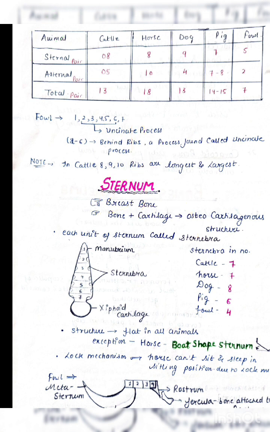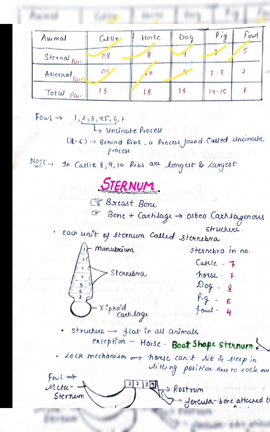Now the sternal ribs are present in cattle 8 in number, in horses these are 8 in number, in dogs these are 9 in number, bears and pigs have 7 in number and fowl 5 in number. Asternal ribs are present 5 in number in cattle, 10 in the horse, 4 in the dog, 7 to 8 in the pig and 2 in the fowl. Whereas when we calculate the total, 13 ribs are present in cattle, in horse 18 ribs, in dog 13 ribs, in pig 14 to 15 ribs, and in fowl it is 7 in number.